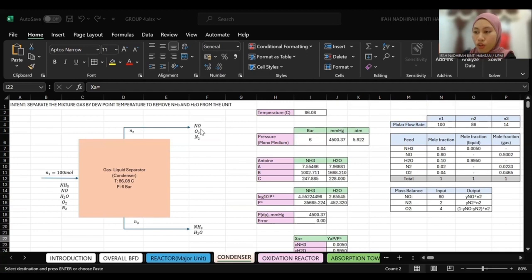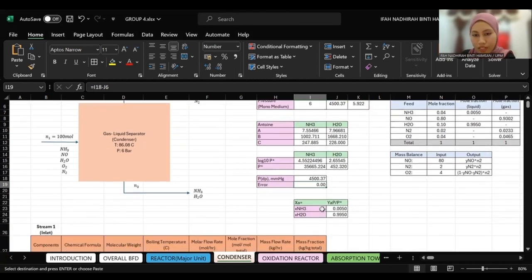The steps to solve all the unknowns are, first, we need to use the Antoine coefficients from table B4 to find the dew point pressure or saturated pressure. Then, if there is any difference, we need to change the temperature until the error obtained is 0. After that, we use this Raoult's law formula to get the mole fraction of the condensate, which is ammonia and H2O. Lastly, we can find all the unknowns, but make sure mass in is equal to mass out.